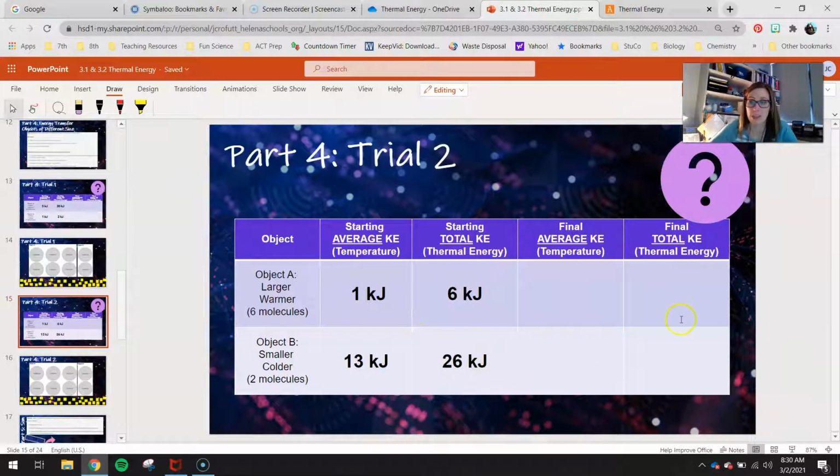Distribute them around. Pay attention to which way you guys are moving them. Are you guys moving them from the hotter object to the colder object? And then how can you tell which one's hotter and which one's colder? You guys can kind of refer back to your average kinetic energy, which we remember now is our temperature.